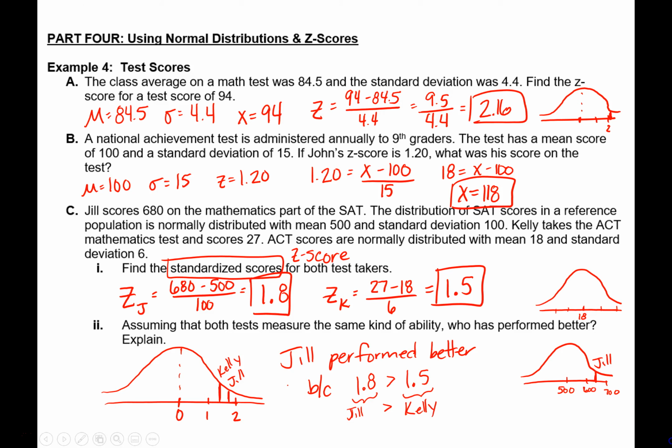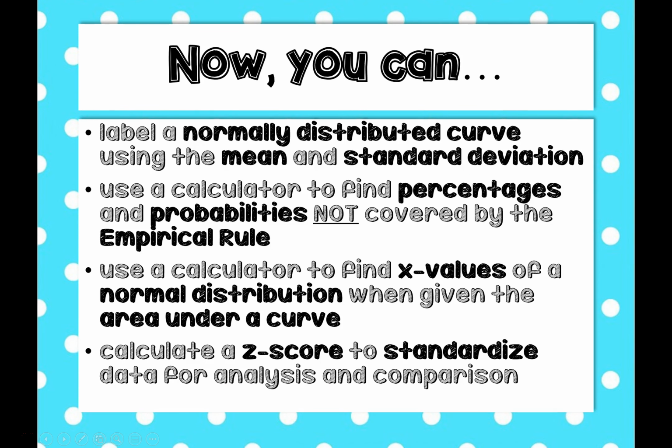So in this video, you learned how to, or you reviewed how to label a normally distributed curve, even on standard curves. We looked at calculating percentages and probabilities when it's not covered by the empirical rule. We also looked at figuring out x values when we're given the area under a curve. And then we looked at z-scores so that we could standardize data and compare and analyze. Go ahead and try the Now You Try problems.